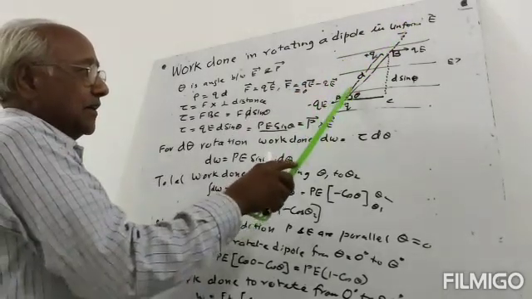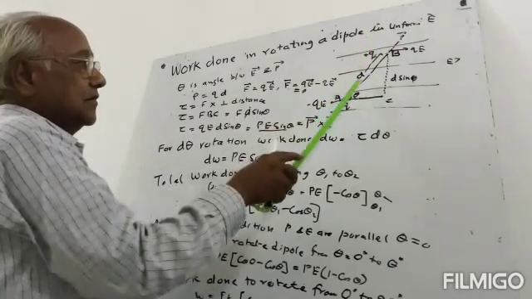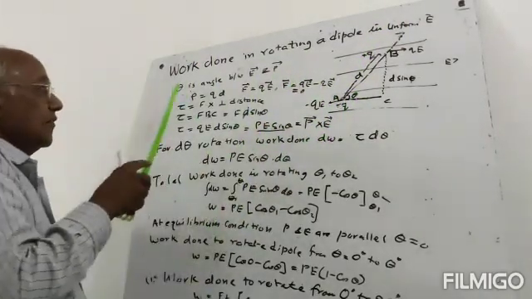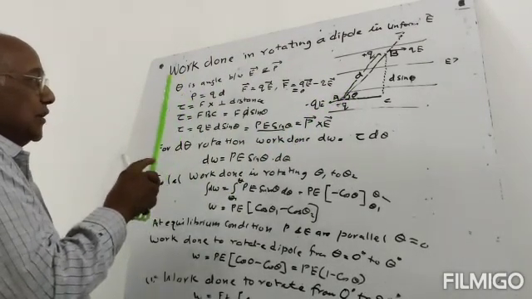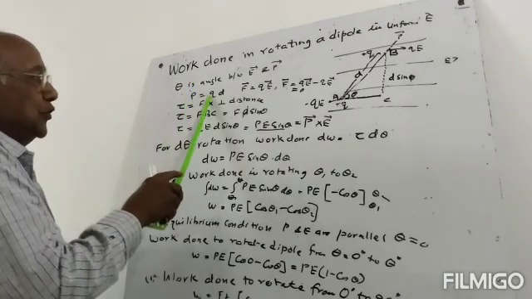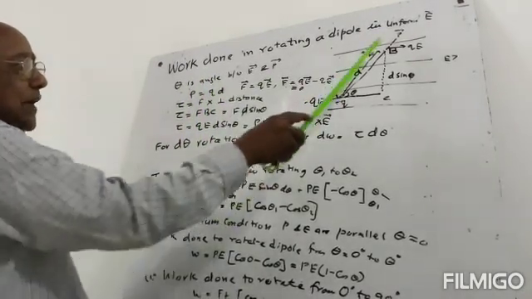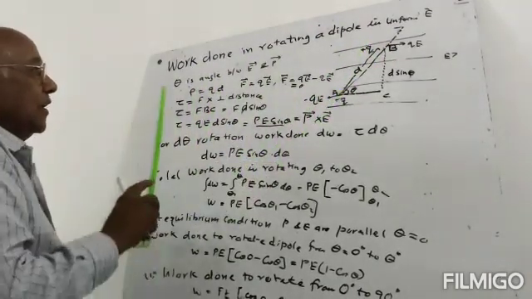If the dipole makes an angle theta with the field, then what will be the dipole moment? The dipole moment will be equal to p. The magnitude of dipole moment p will be equal to q times d, where q is the magnitude of any charge of the dipole and d is the distance between the two.